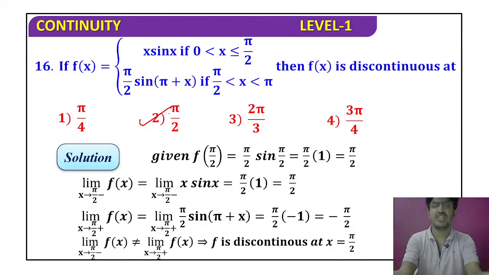Very simple problem. For LHL and RHL, they have given two functions, so you just simplify it. I think everyone is following my classes and understanding my concepts.